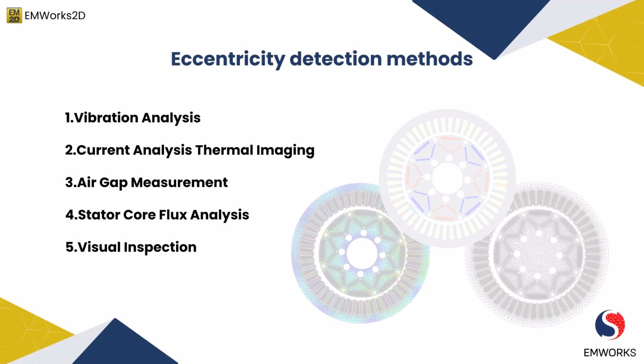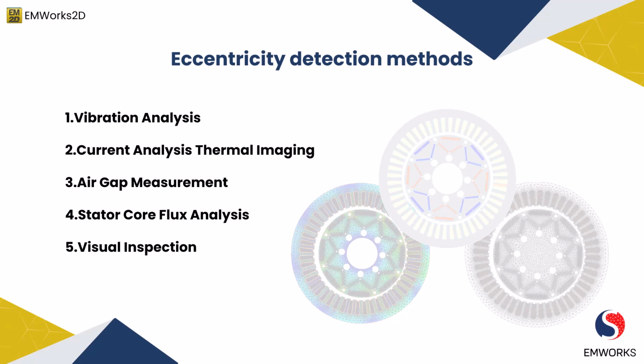Monitoring the motor's current can provide valuable insights into its condition. Eccentricity can lead to unbalanced magnetic forces, resulting in increased current fluctuations. Current analysis techniques such as motor current signature analysis (MCSA) can help detect eccentricity-related abnormalities in the motor's current waveform.